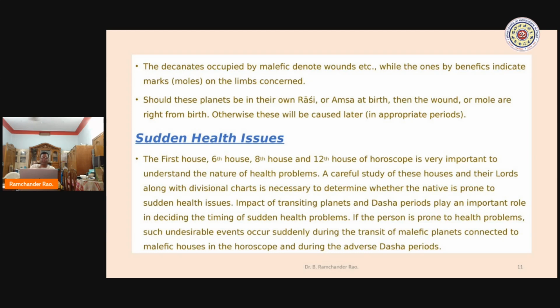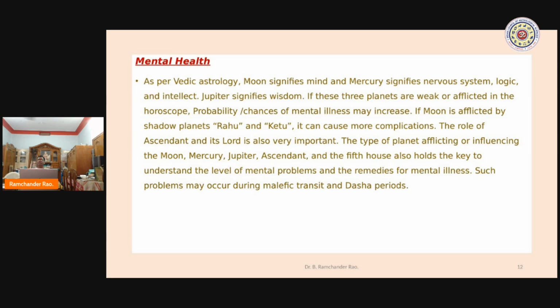Mental illness. What is mental illness? As per Vedic astrology, Moon signifies the mind, Mercury signifies the nervous system, logic and intellect, and Jupiter signifies wisdom, whether to talk or anything, and gives courage. If these three planets are weak or afflicted in the horoscope, the chances of mental illness may increase. If the Moon is afflicted by the shadow planets Rahu or Ketu, it can cause more complications. The role of the ascendant and its lord is very important. The type of planet afflicting or influencing the Moon, Mercury, Jupiter, the ascendant and the fifth house also holds the key to understand the level of mental problems and the remedies for the mental illness. Such problems may occur during the malefic transit.